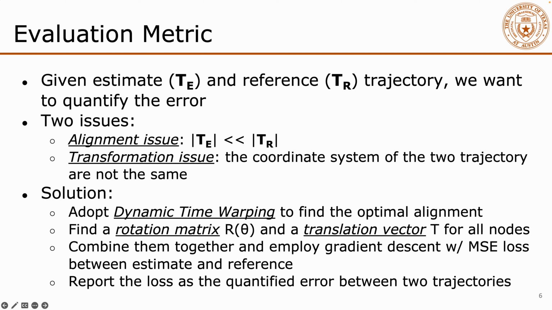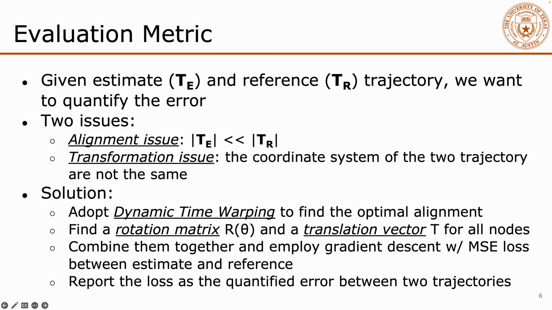So for the evaluation metric, there are two issues here. First of all, there's an alignment issue, and also we have a transformation issue. And the solution that we use, first of all, is dynamic time warping, which solved the first alignment issue. And the second solution is that we use gradient descent to find an optimal transformation between the two poses so that we can compare different methods. And the metric here is the mean square error loss.